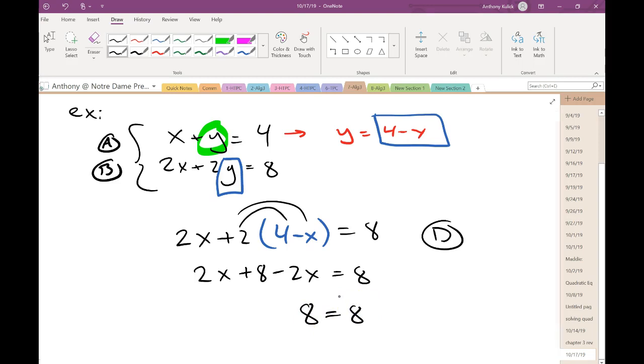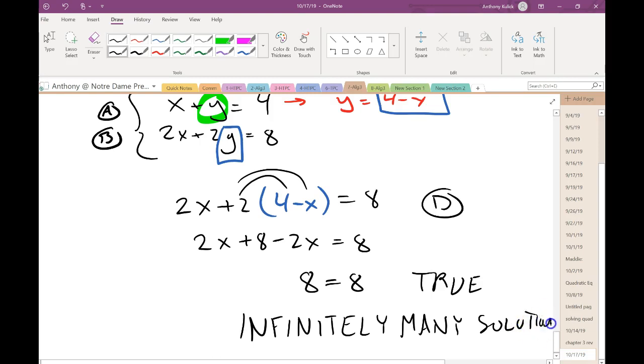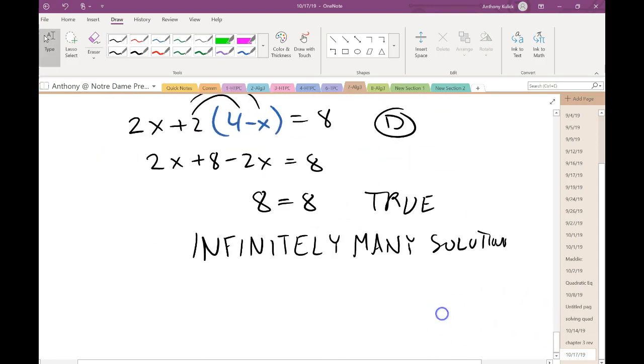What is this telling me? That's telling me this is a true statement. What this is telling me is that I have infinitely many solutions. I usually abbreviate that IMS. But we can represent those infinitely many solutions still as an ordered pair.